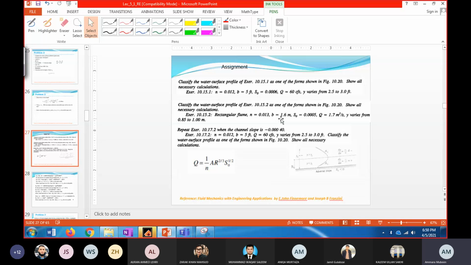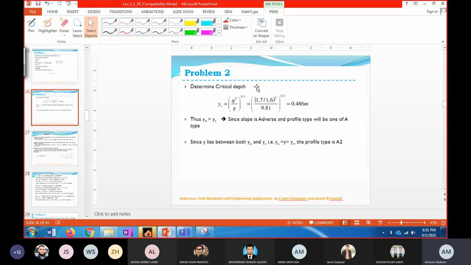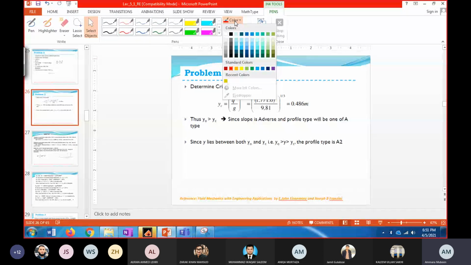So find the uniform flow depth, then the critical depth, and the formula you'll be using would be this formula.